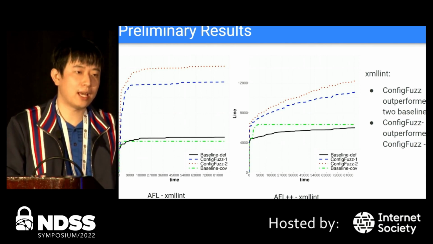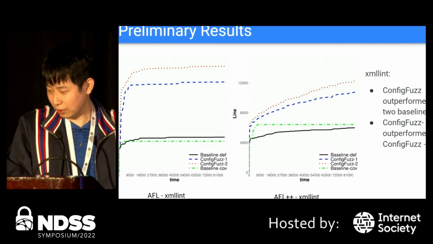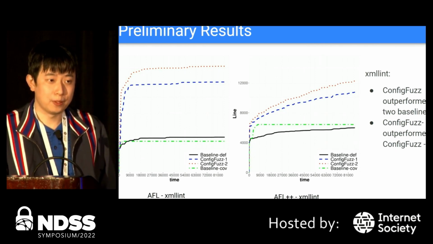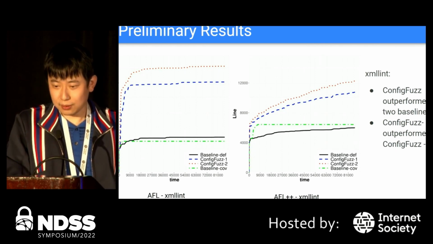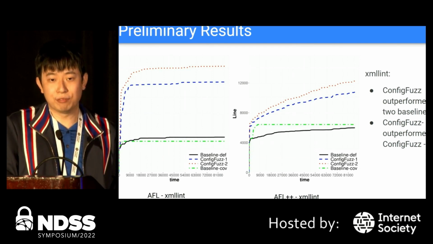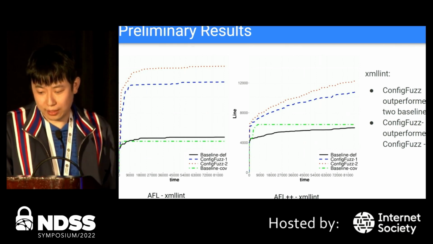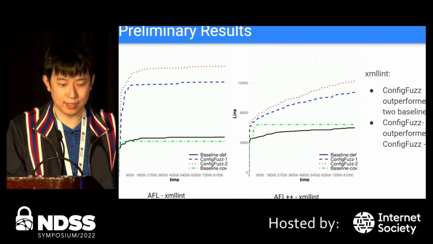The second observation we have from this experimental result is that ConfigFuzz2 outperforms ConfigFuzz1. So we are getting more coverage when we allow two options interactions in the configuration. The difference is 2,000 lines of code in FL and 1,000 lines in FL++.